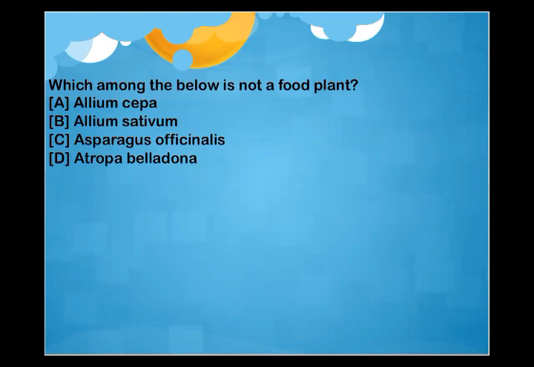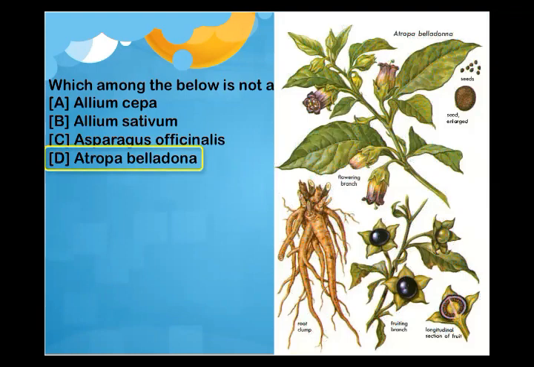Which among the below is not a food plant? Allium cepa, which is onion, Allium sativum is garlic, Asparagus officinalis is a medicinal plant. In Tamil, it is called Tannirvittan Kilangu. Option D is Atropa belladonna. Again, it's a medicinal plant, but it is not used as a food plant. It is a plant from the family Solanaceae.